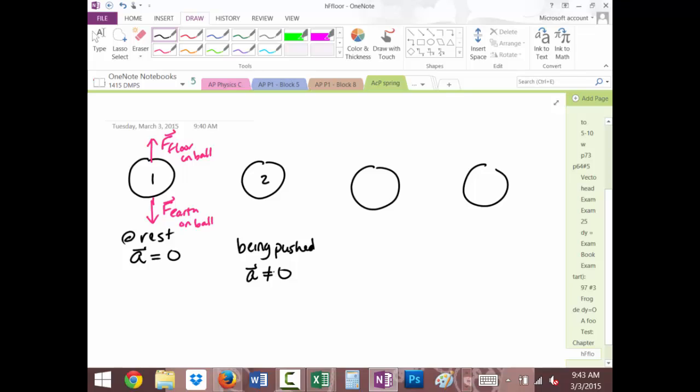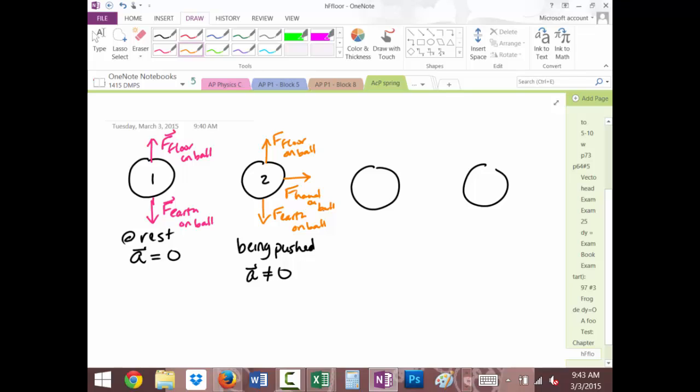How many forces were acting on the bowling ball in situation 2? Xavier, what you got? 3. 3 forces. What forces do you have? The force of the floor on the ball. Which way does that one go? Up. The force of earth on the ball going down. And the force of hand on the ball going right.